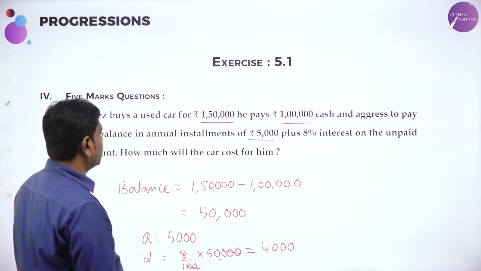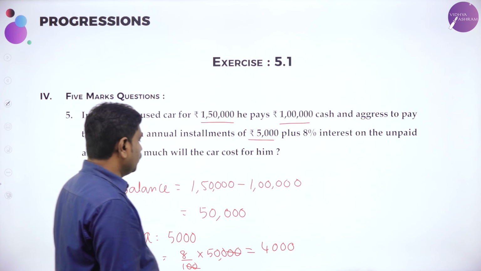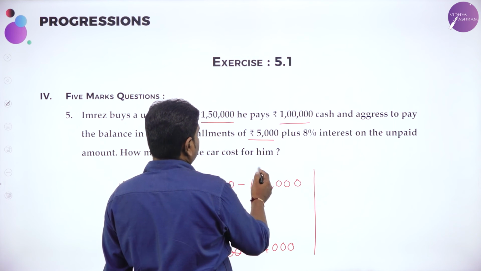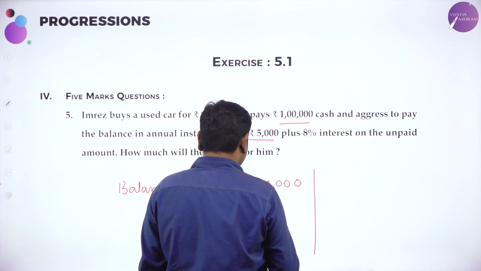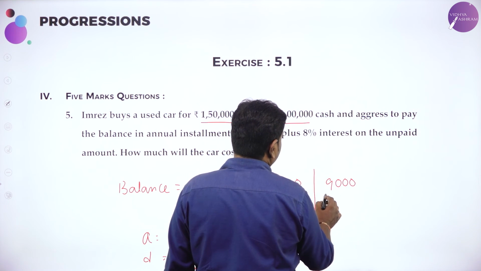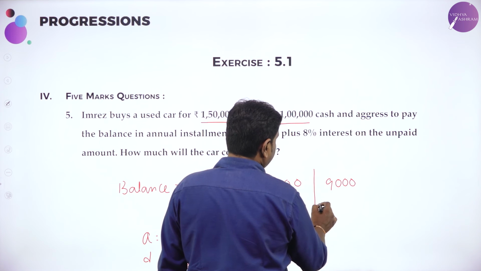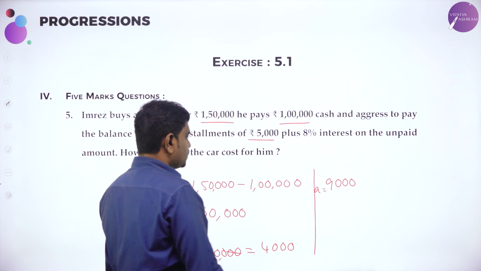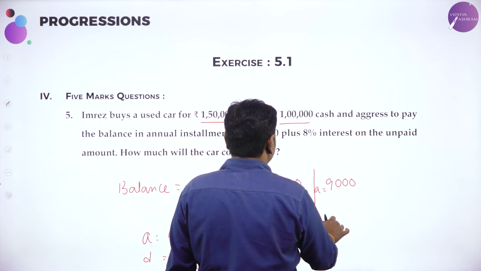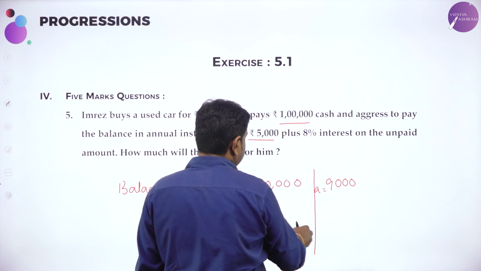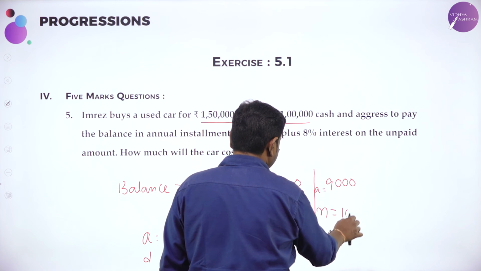How much will be the car cost for him? So now 50,000 is paid in 10 installments, because 5,000 plus interest, 5,000 plus 4,000, 9,000 rupees per installment he'll pay. A is 9,000 rupees. So how many installments will he pay? He'll pay for the remaining unpaid amount, that is 10 installments. Number of terms is 10 installments.